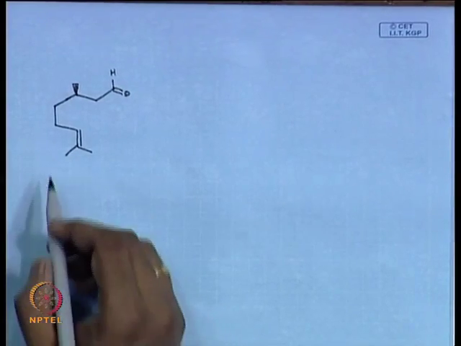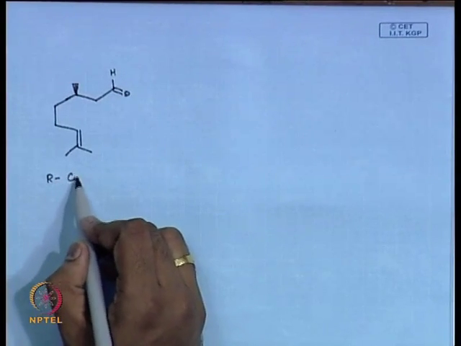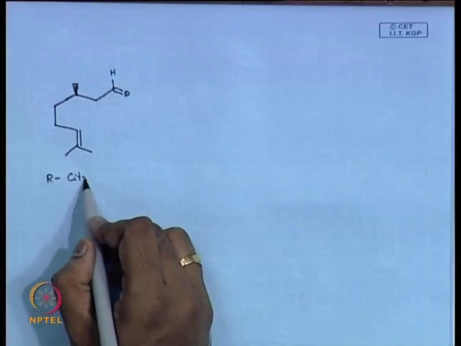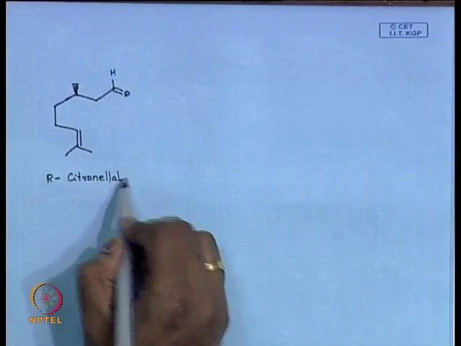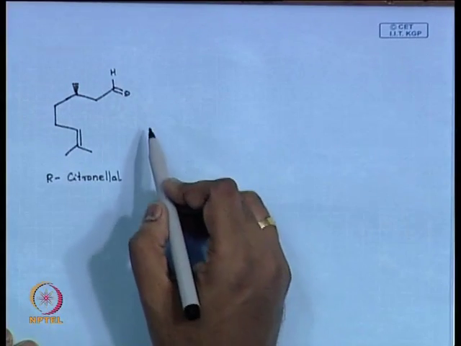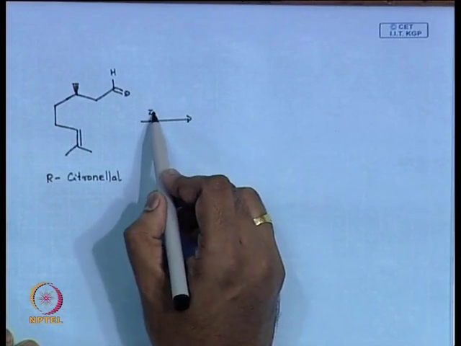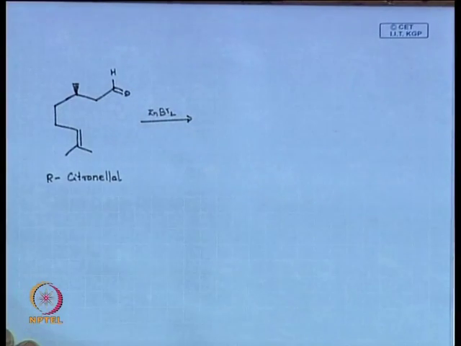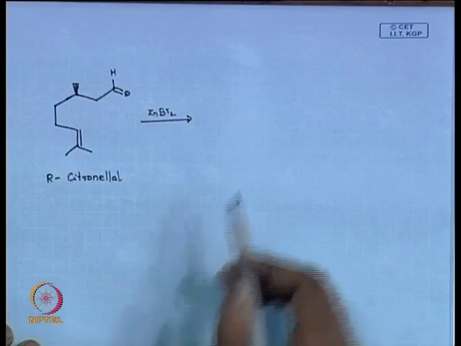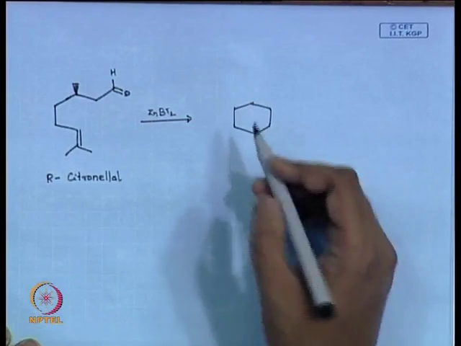What is this compound? R citronellol, right? Citronellal. We have R citronellal, okay, and when you slightly warm this using zinc bromide, it undergoes a type of ene reaction. The mechanism we will study later. So, it just undergoes a nice ene reaction.